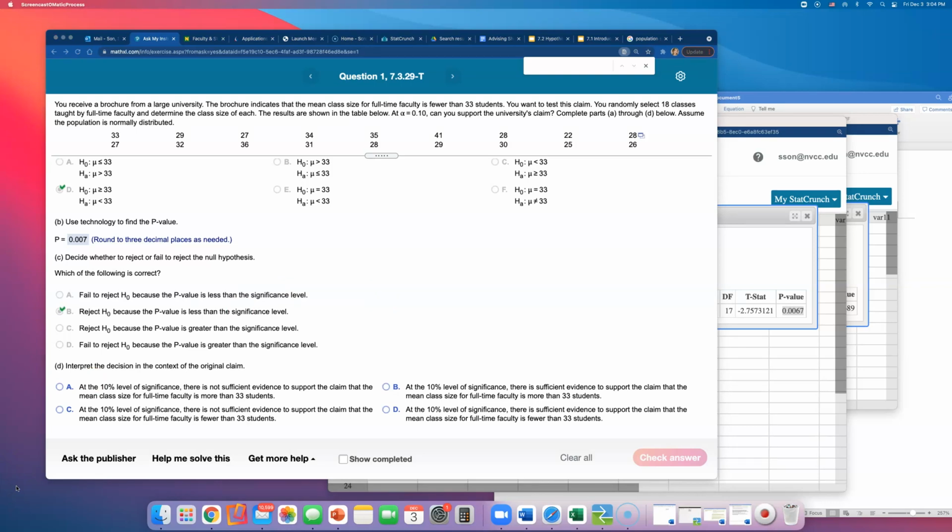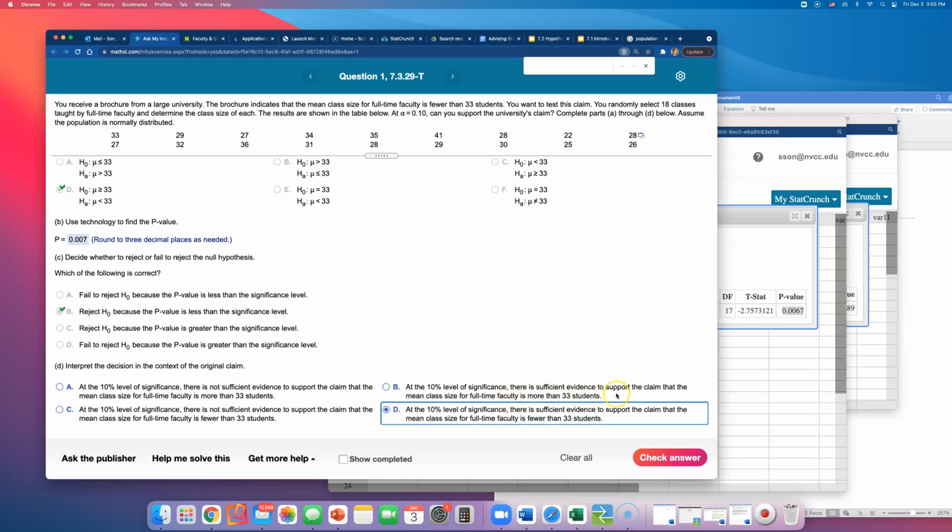But all right, the last part. So at what percent level? Alpha was 0.10, so we say at the 10% level, whenever you have a small p-value, that is strong evidence against the null. So you want to pick the one that says there is sufficient evidence. B and D both say that, so we have to read them very carefully to see which one is correct.